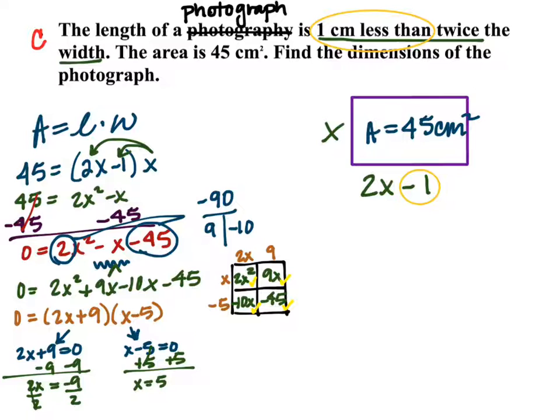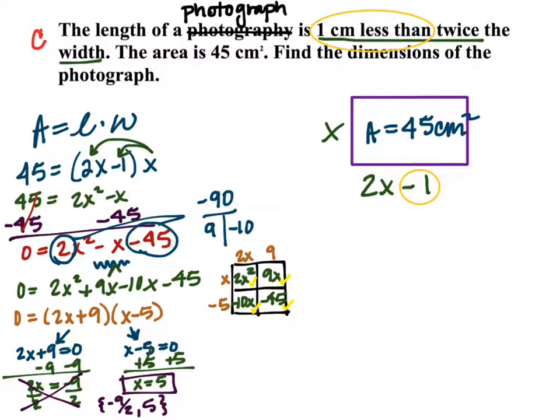Now that's the one that makes the most reasonable sense, as we are working with this concept of length and measurement, and really we don't have such a thing as negative measurement. So my answers, while are still negative 9 over 2 and 5, the only reasonable answer that we're going to work with is x is equal to 5, again because it's positive.